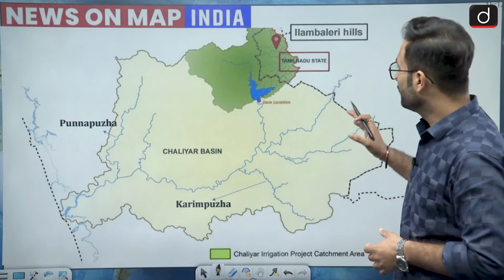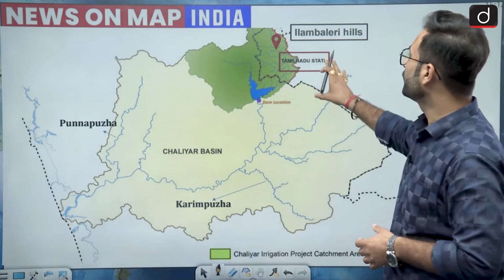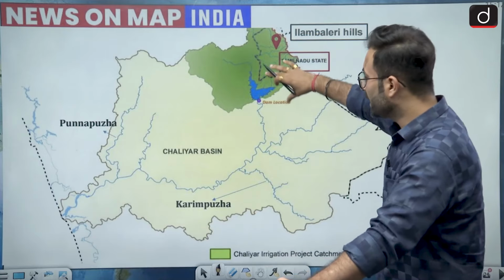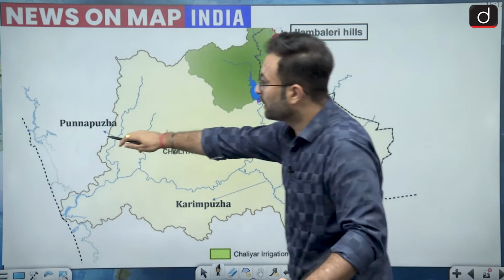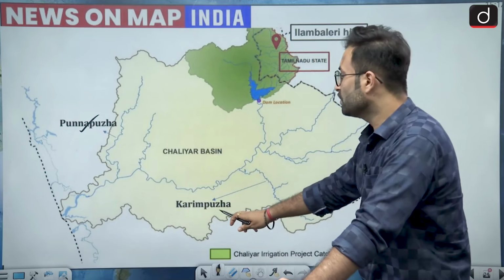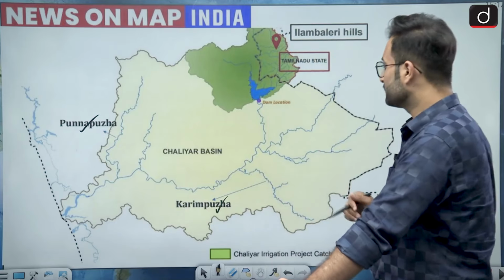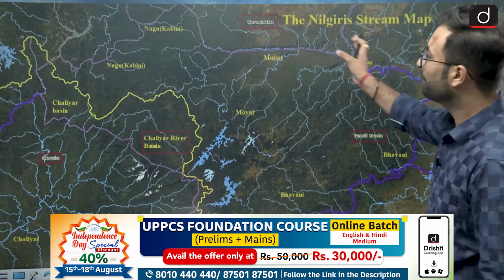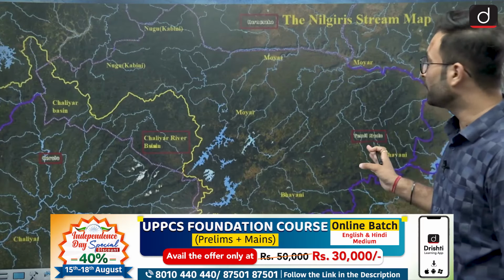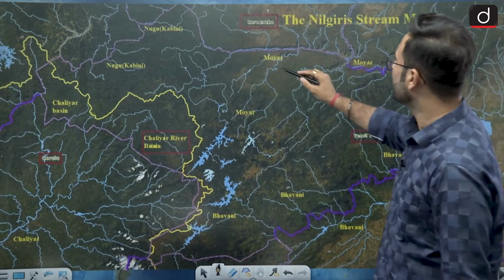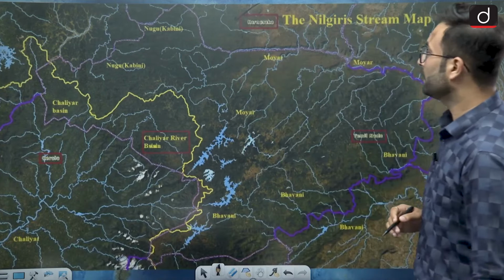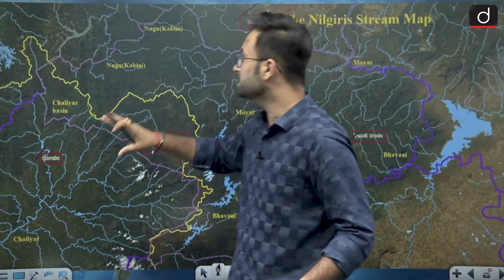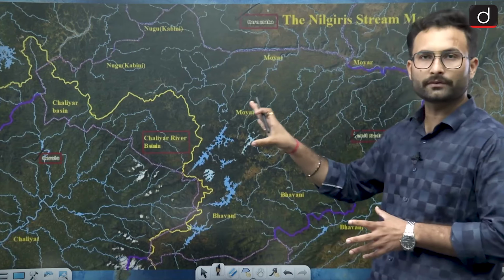So when we talk about this particular area over here, that is the Ilambalari hills in Tamil Nadu. And then from there we have this particular river. This is your Punnapuzha river, and then this is your Karimpuzha river. Then moving further, you will be seeing that this is the catchment of that particular river, and there are various states like here you have Karnataka, then Tamil Nadu, and we have Kerala. So these are the states through which this particular river is flowing.